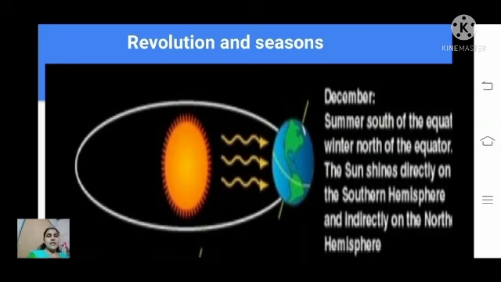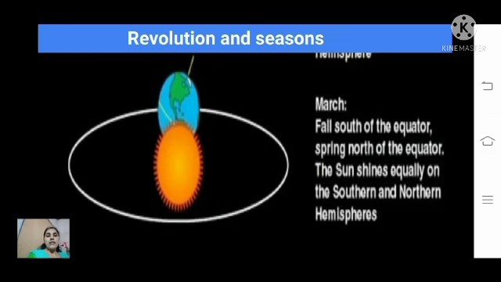Clear? Yes. Then as the earth again revolves, when it reaches the another side of the sun, the sunlight equally falls on the southern hemisphere and northern hemisphere. And this time, the northern hemisphere has spring season and the southern hemisphere has autumn season. Okay, northern hemisphere has spring season and southern hemisphere has autumn season.